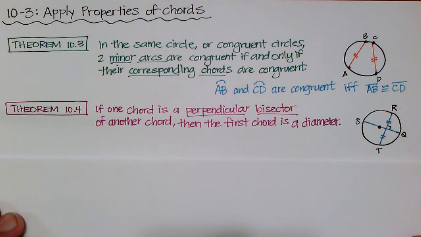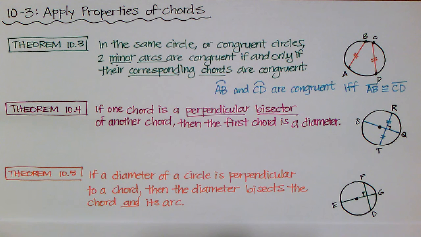The second one says, Theorem 10.4. If one chord is a perpendicular bisector, which means that the chord is bisecting the segment and it's also meeting at 90 degrees, of another chord, then the first chord is the diameter. So that's the only case to have two chords that are meeting at 90 degrees, is that one of them has to be going through the diameter. Awesome.